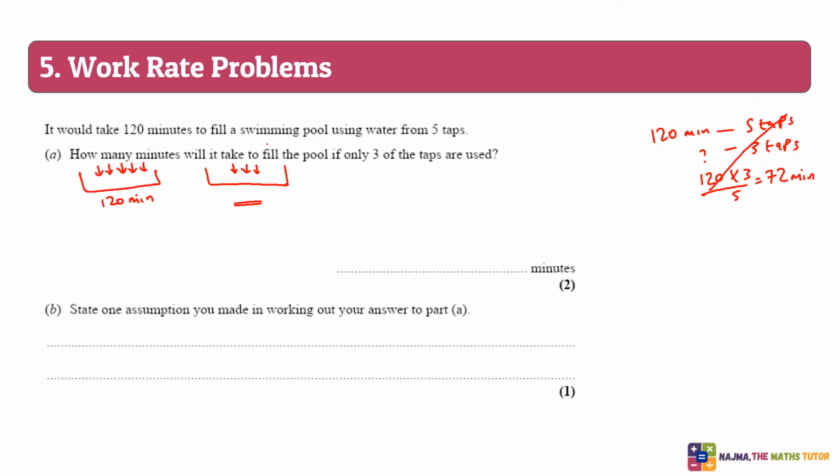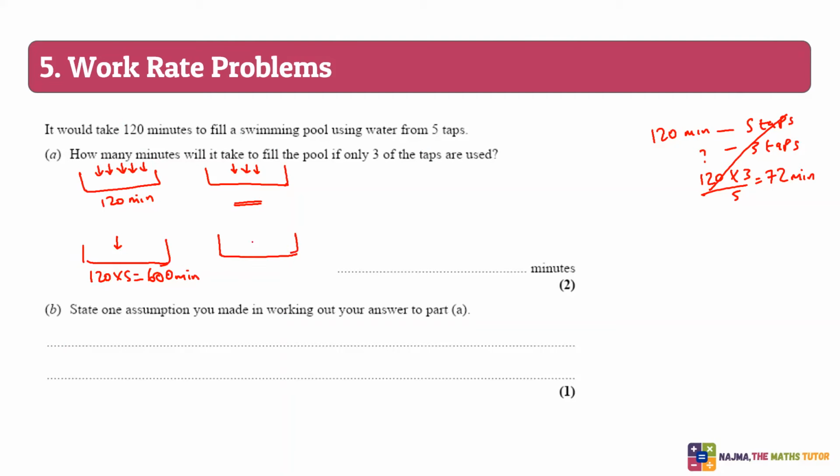That's why it's really important to understand the problem. What is the problem? Try to put yourself in that situation or in context in order to understand the question. So let's assume we only have 1 tap. If we have 1 tap, we would expect that it would take 5 times longer than if we had 5 taps. So it'll be 120 times 5, which equals 600 minutes. So that's if we had only 1 tap.